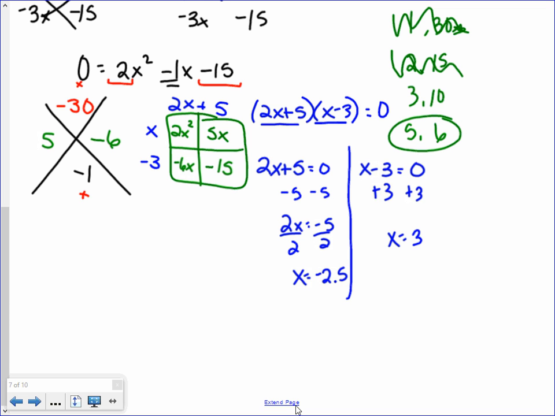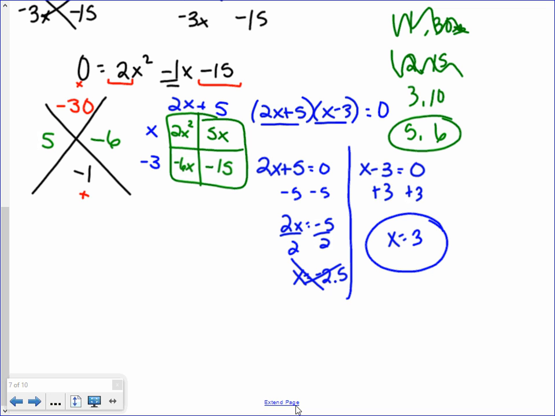Which one would not make sense if we're talking about segment length? Negative numbers. You can't have negative lengths. So we're going to keep our final answer as 3. So on your homework where you're factoring, the leading coefficient is 1. So you're just finding two numbers that multiply to the last one and add to the middle term. A lot easier.